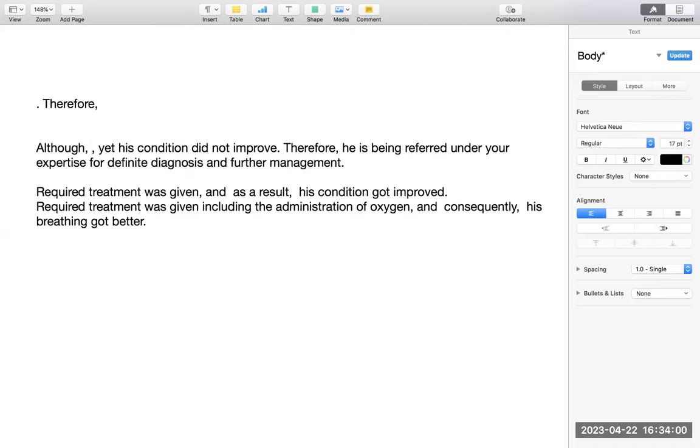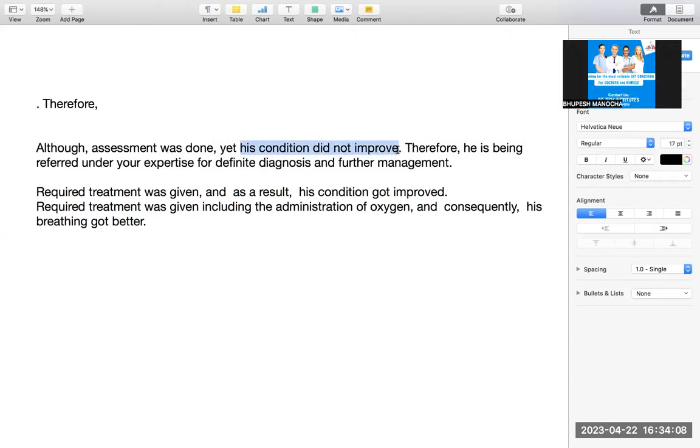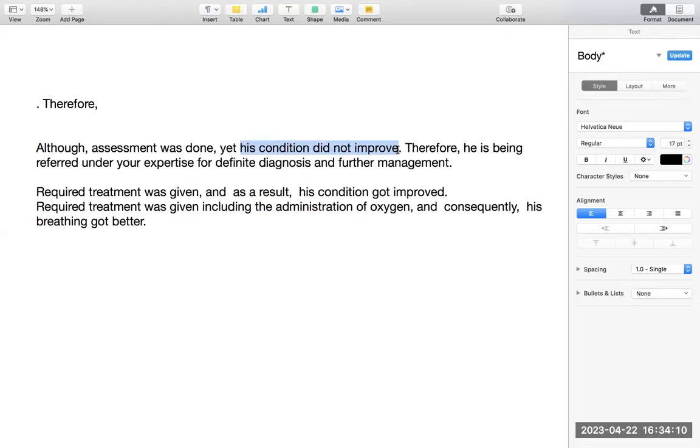So although assessment was done or physical examination was done, yet diagnosis was not clear. So I'm saying there is a condition that assessment was done, yet diagnosis was not clear. Or we can put it in the present.